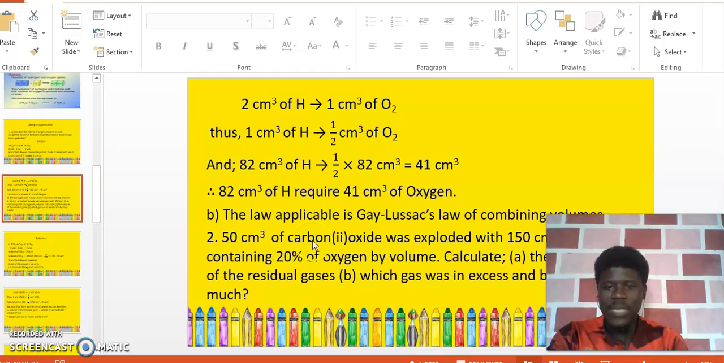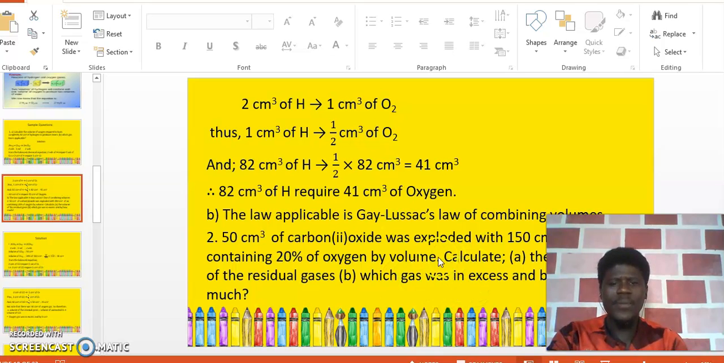It says 50 cm³ of carbon(II) oxide was exploded with 150 cm³ of air. Remember that air is a mixture of gases. There are about 2 major gases in air, oxygen and nitrogen, containing 20% of oxygen by volume. So the question is: calculate the volume in excess and by how much. This question requires a little bit of deep thinking.